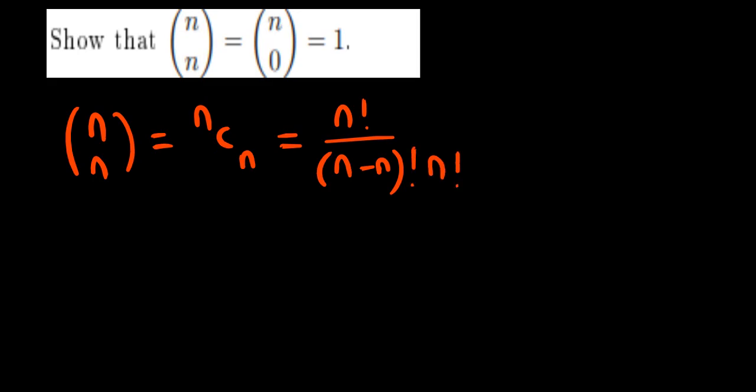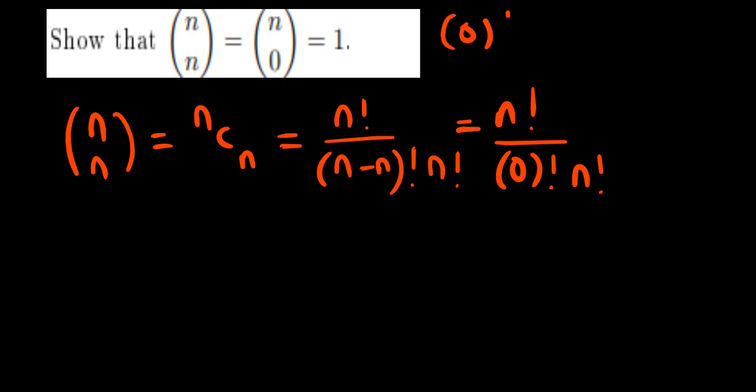It's just the same as n combination n, which is just the same as n factorial over (n minus n) factorial, then n factorial. Okay, now I must make mention of something. So let's first solve this one. We've got n factorial over n minus n, that is 0, right? So 0 factorial, then we've got n factorial. Now 0 factorial is 1.